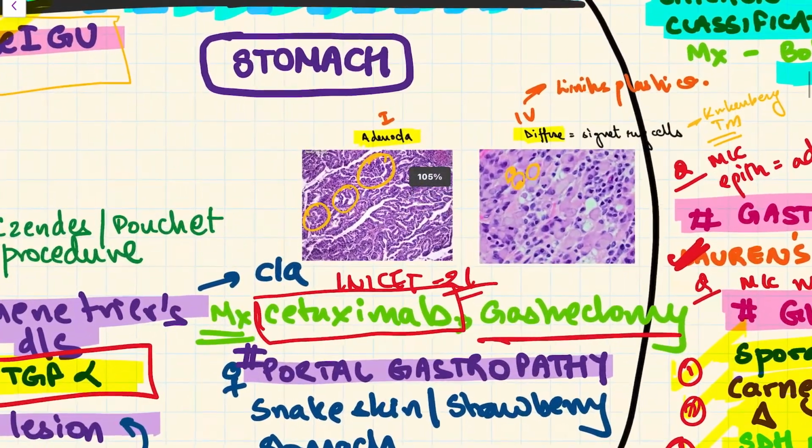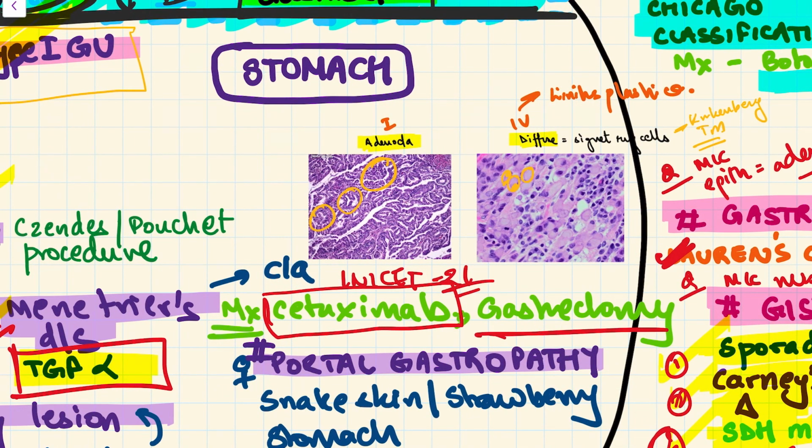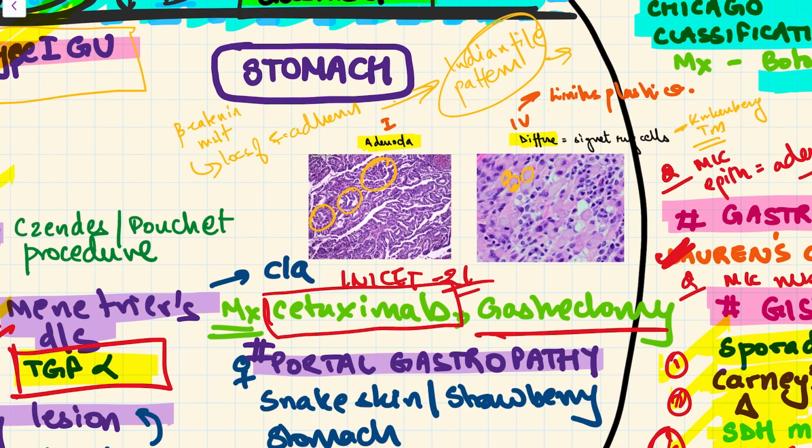One more thing which you need to know is that if there is a beta catenin mutation, this will be associated with loss of E-cadherin, and the histopathology would show an Indian file pattern. Indian file pattern is also seen in lobular breast cancer.